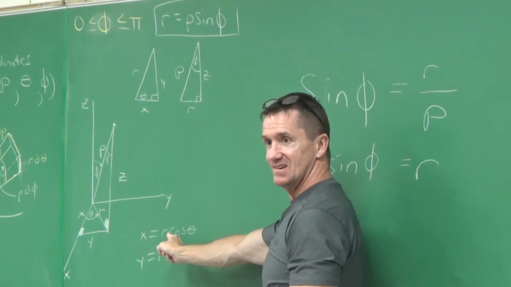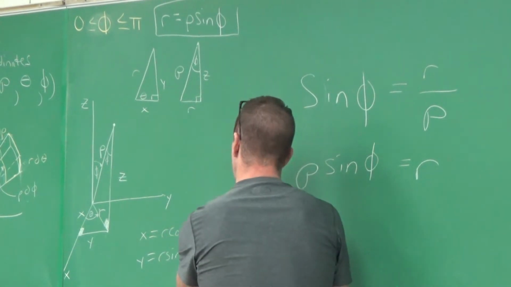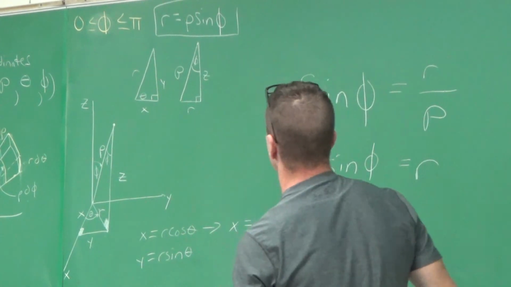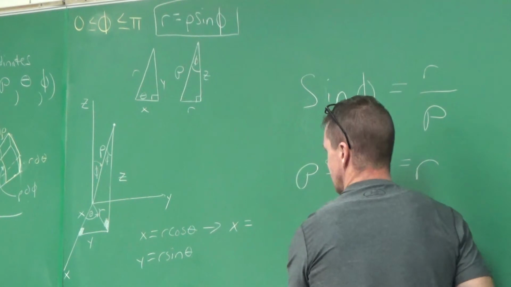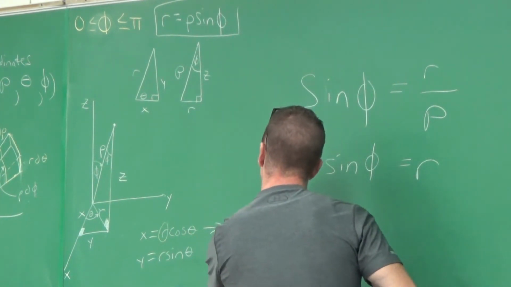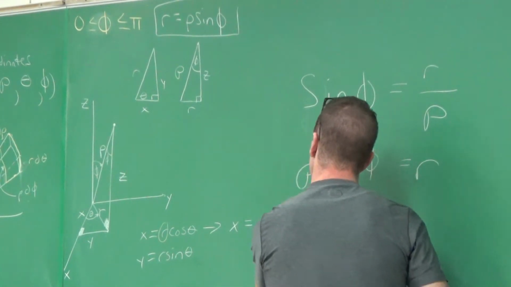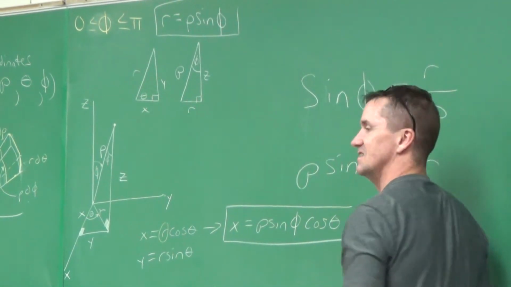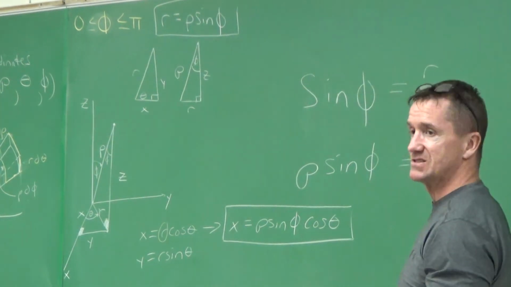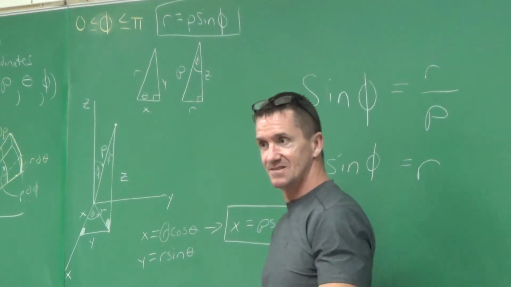That was polar, right? Then what's spherical? What is spherical? x equals, I can just replace this r with a what? A rho sine phi. It's going to look long, but there it is. That's what x equals in spherical coordinates. Does everyone notice? I just substituted the rho sine phi for the r.